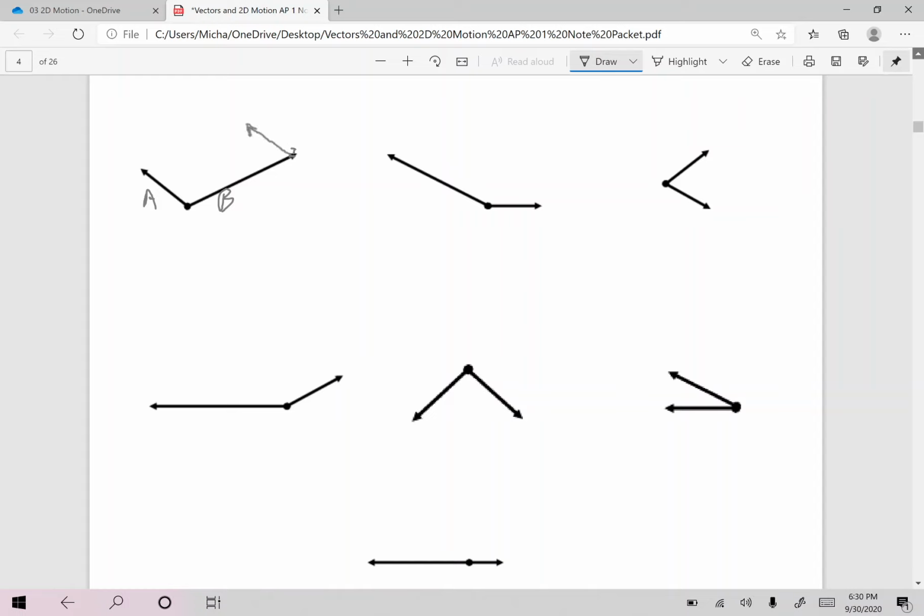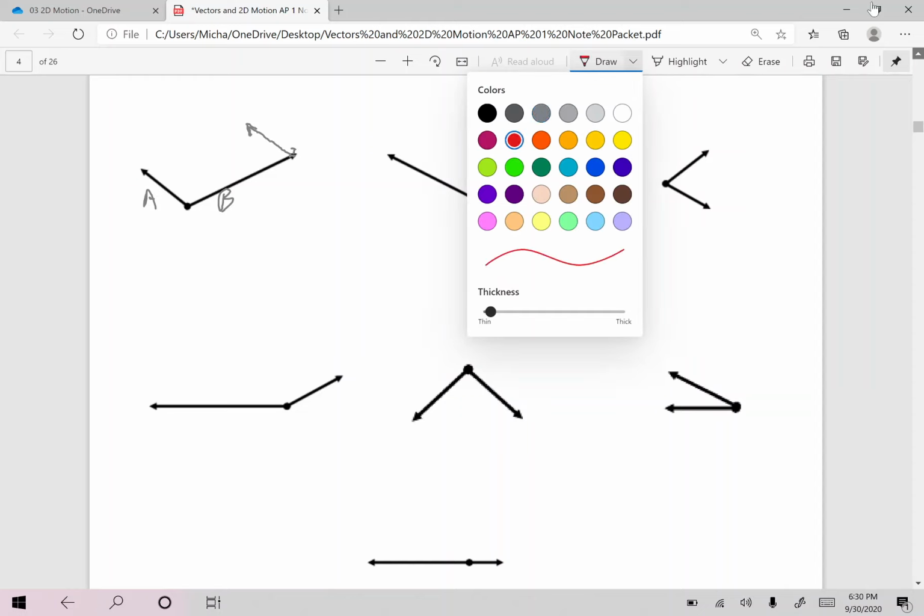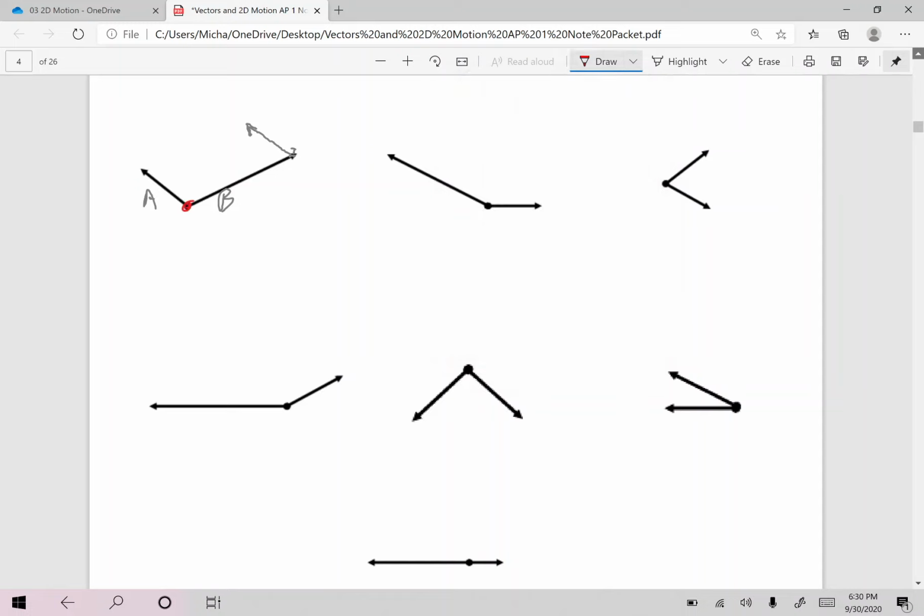On a test or quiz, it's okay if these aren't perfect. Most likely it would be multiple choice anyway. And then our resultant goes from start to finish. Nice, and that's it. So this one right here is the arrow that matters. If your resultant arrow looks like mine, you did awesome.